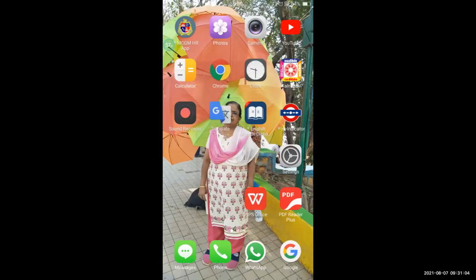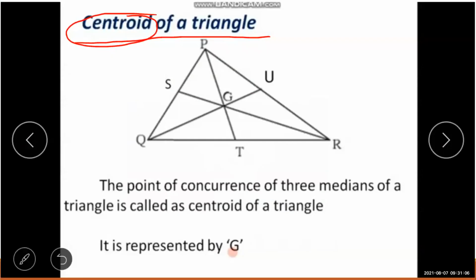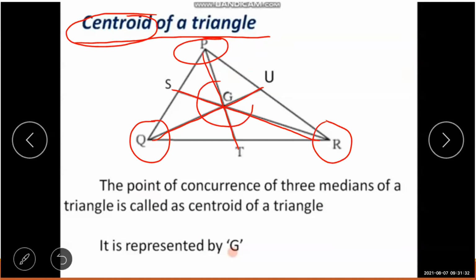Centroid. That means here you can see triangle PQR is given, and from vertex P a median is drawn, that is PT. Now from vertex Q, another median, that is QU. And from vertex R, the median is RS. So there are three medians here, and they intersect each other at point G.